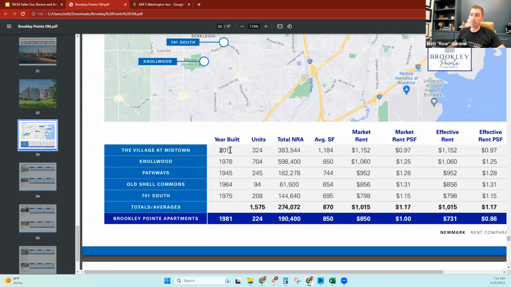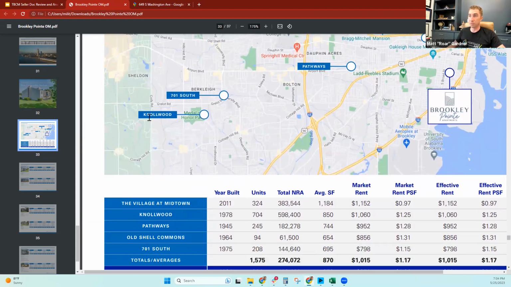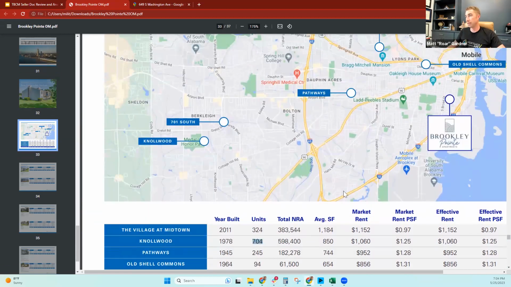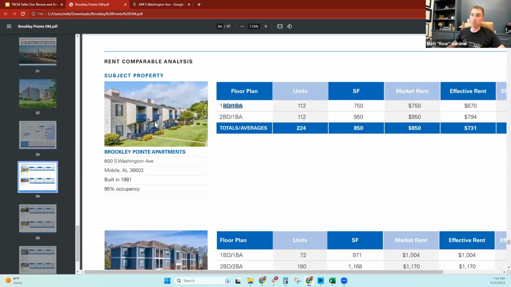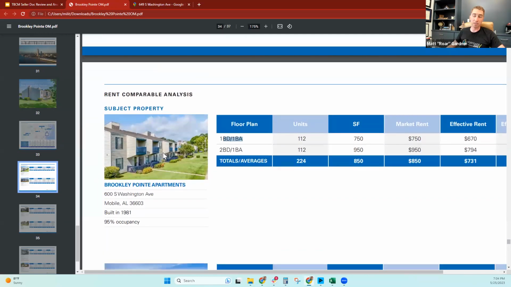Year built is going to be a big factor. Oftentimes you'll see something being 30, 40, 50, 60 years newer, and they're using it as a comparable, and it's way outside. So this one, Knollwood, where's Knollwood? 1978, 704 units. So you really just start to compare. And what I'm going to do from there is figure out the breakdowns. Well, this is the actual subject property that we're looking at, and you can see, hey, are these actually comparable or not?